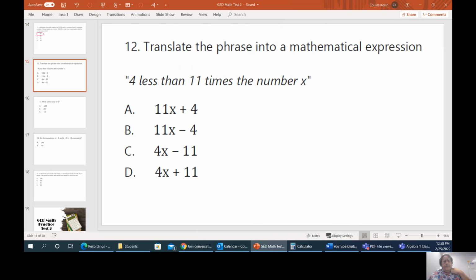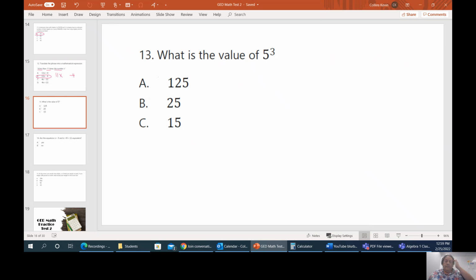Let's check out another one. It says translate the phrase into a mathematical expression. We do this piece by piece. It says 4 less, so that means at some point we're going to subtract 4. Then 11 times the number x. So we've got x, and 11 times that, so they stick an 11 in front of it. If you break these down, they're not too bad, although most people don't like these very well. Okay, let's continue on.